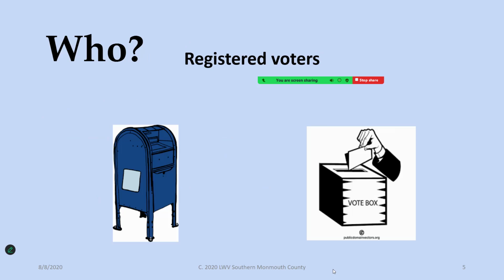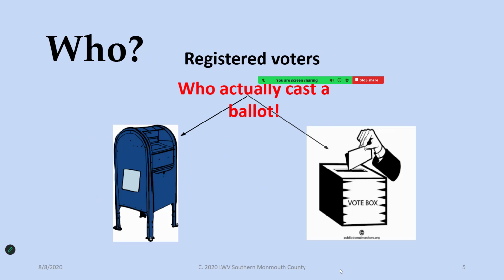So let's start with who. Who votes? Well, registered voters vote, but that's not all. Here's the complete answer. Registered voters who actually cast a ballot. An awful lot of registered voters stay home, and it's pretty large numbers. It's not enough just to register. You need to show up at the polls or you need to vote by mail.